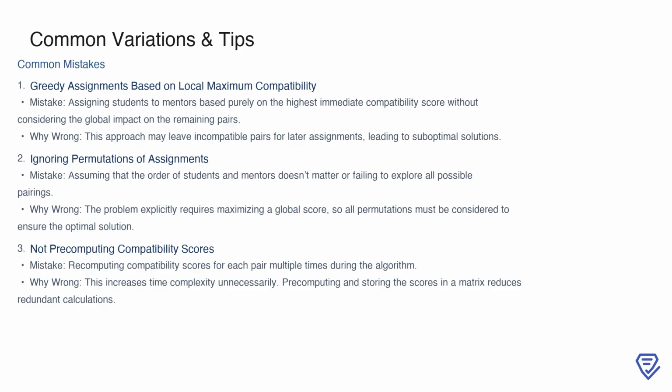Lastly, failing to pre-compute compatibility scores is a frequent oversight. Recomputing these scores during the algorithm not only increases time complexity but also introduces redundancy. Pre-computing and storing the scores in a matrix is a much more efficient approach.